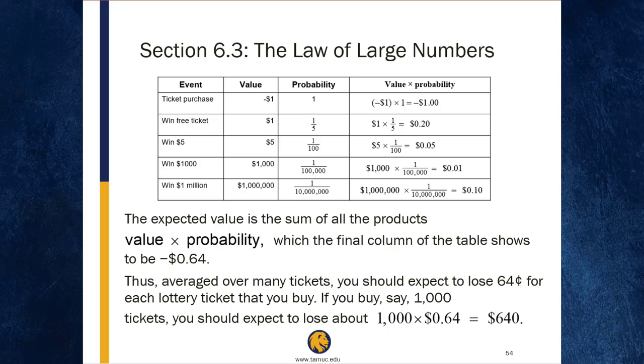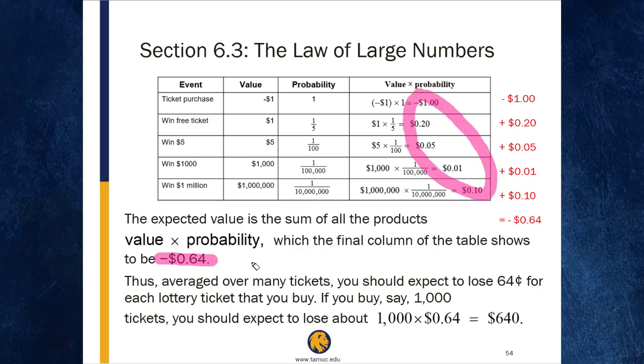So to do the expected value, after doing the value times the probability, we add all these together. So the -$1, the 20 cents, the 0.05, the 0.01, and the 0.10. And when we add up this column, it comes out to be -0.64. Thus, on average, over many tickets, we would expect to lose 64 cents for every lottery ticket purchased. So if you buy, say, 1,000 lottery tickets, you should expect to lose about 1,000 times 64 cents, or $640.